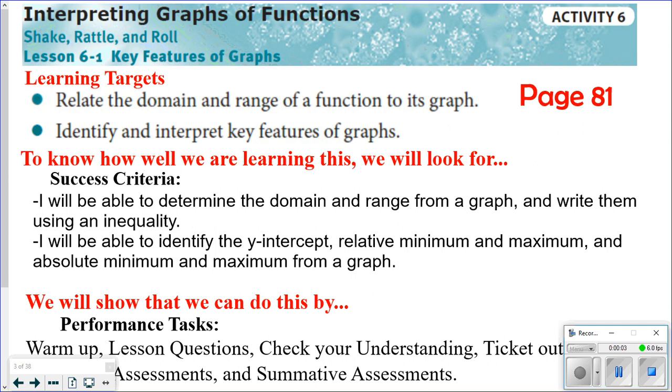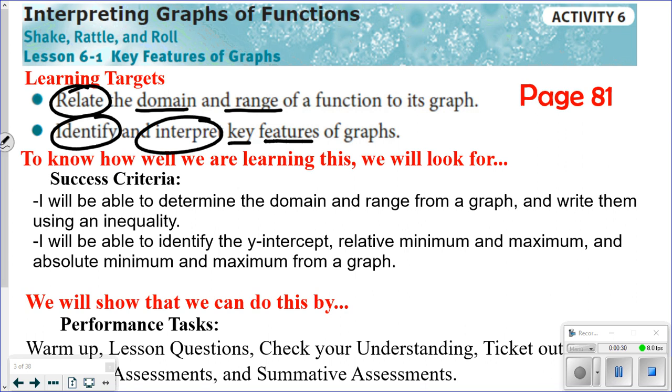Go ahead and open your books to page 81, and I also want you to take out your vocab organizer. We are starting activity 6, which is all about interpreting graphs. So we're going to look at lesson 6.1, which says relate the domain and range of a function to its graph, and then identify and interpret key features of graphs. So today we are going to do a lot of vocab. Okay, so bear with me.